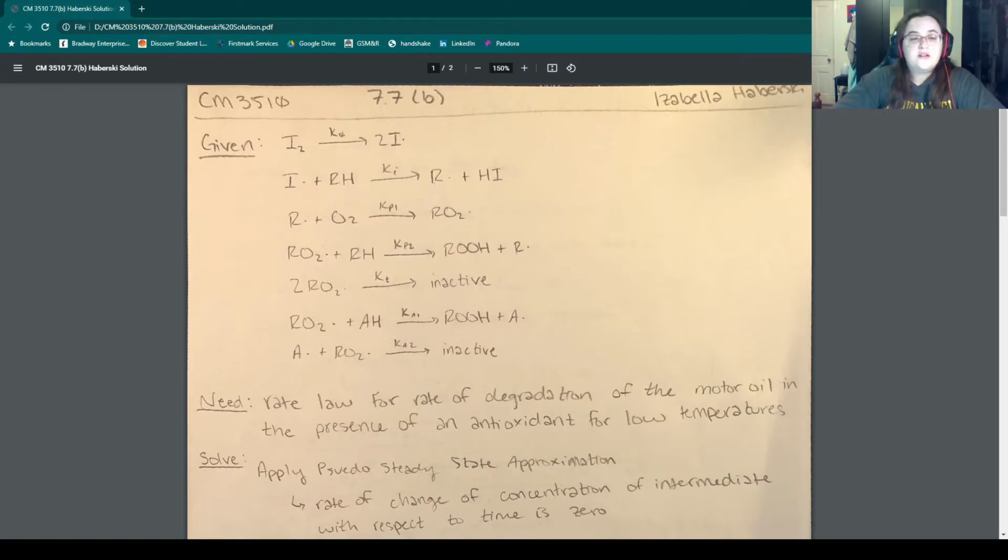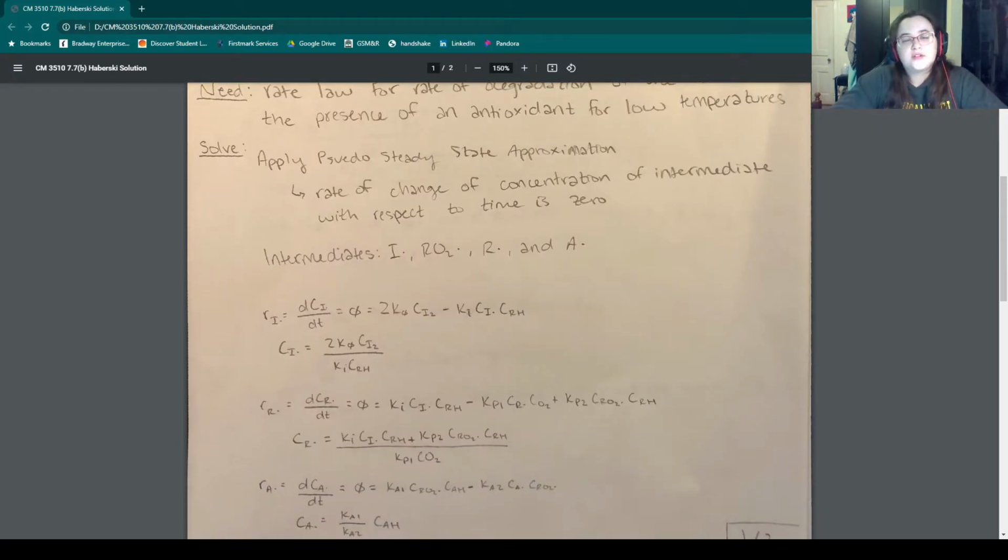And for need, all we need to know is the rate law for the rate of degradation of the motor oil. So that's going to be RH, because that is the hydrocarbon in the motor oil. In order to solve this problem, we need to apply the pseudo steady state approximation. So the rate of change of concentration of intermediates with respect to time is going to be 0. Our intermediates are I dot, RO2 dot, R dot, and A dot.